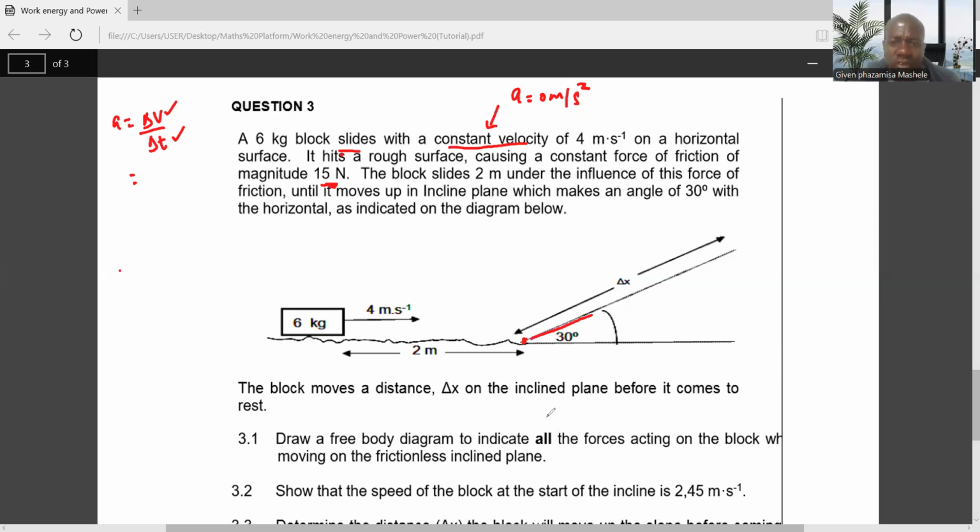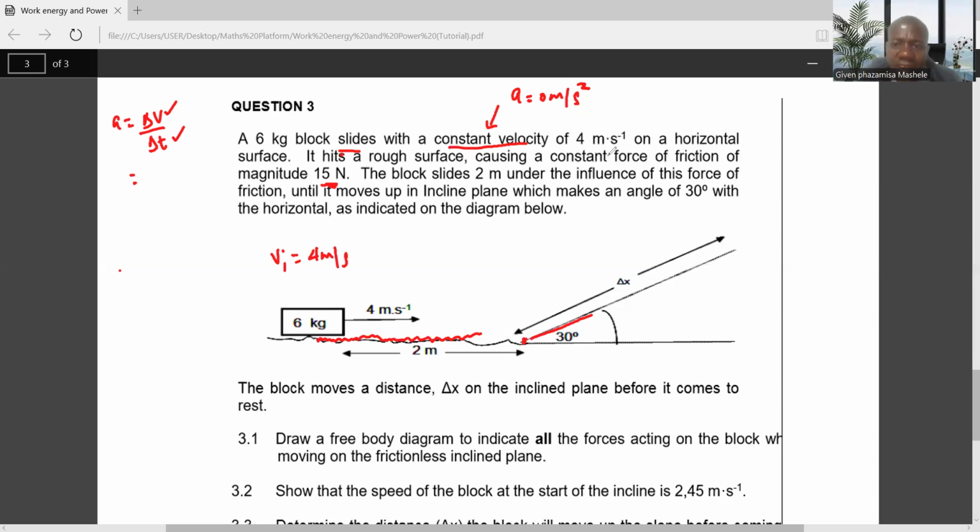I apologize. It's not the one at the inclined. It hits a rough surface. So it means this object was just moving at the speed of 4. Suddenly it reaches a rough surface, where there's now a friction. So even though it's moving at a constant velocity, this will now become an initial velocity.